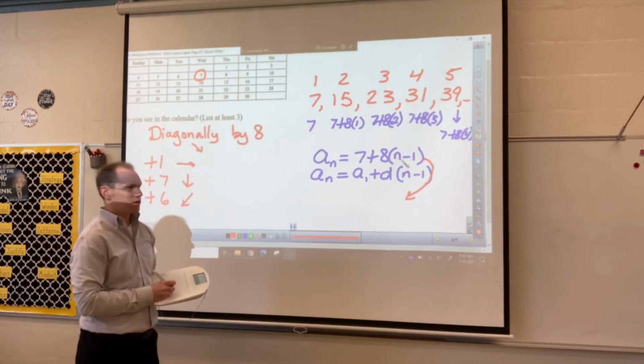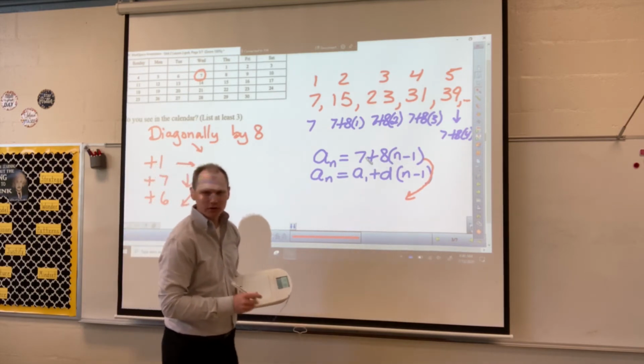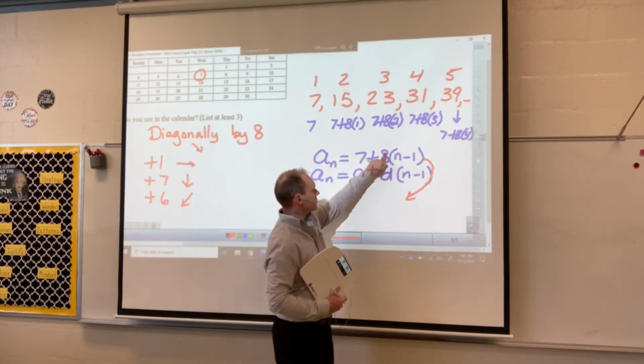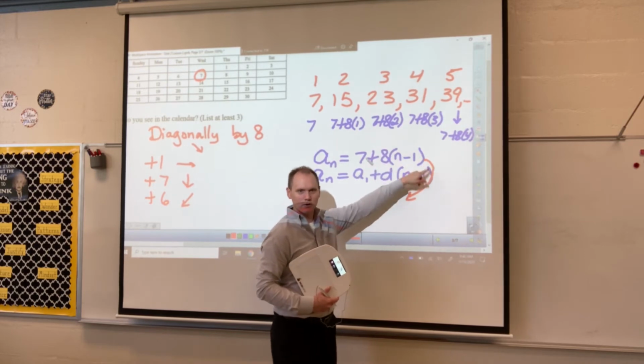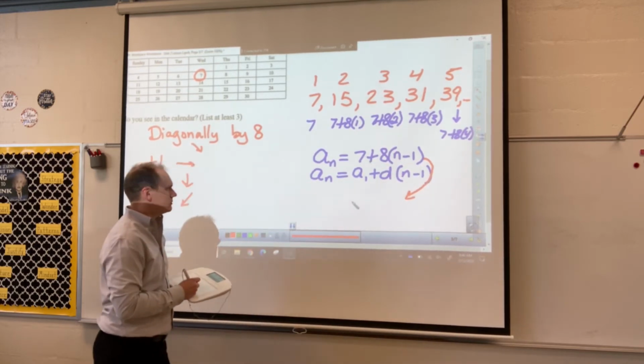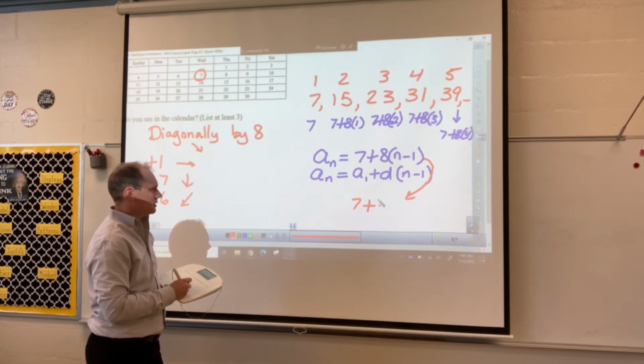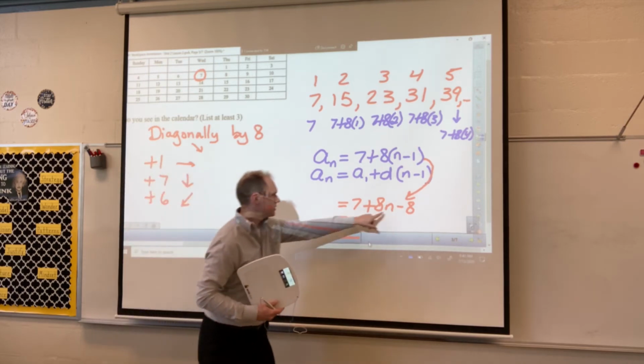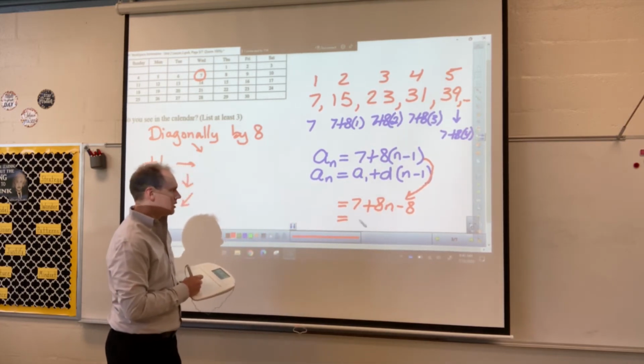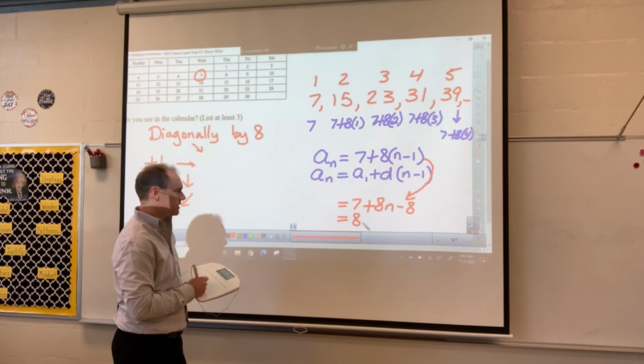We could distribute the 8, couldn't we? Do you remember distribution? We could multiply 8 times n and 8 times negative 1. So we're going to get 7 plus 8n, and then 8 times negative 1 is negative 8. So we can simplify the 7 with the negative 8 and get negative 1. So another version of this would be 8n minus 1.